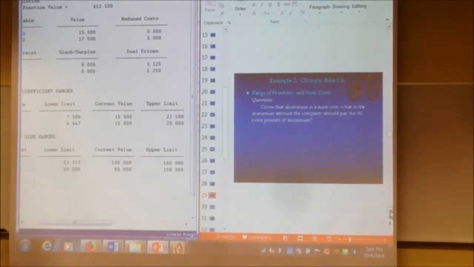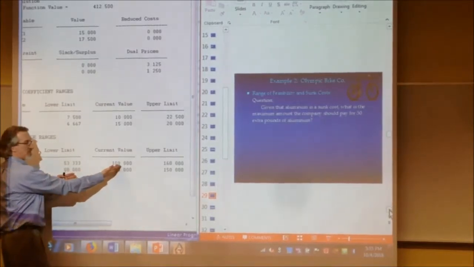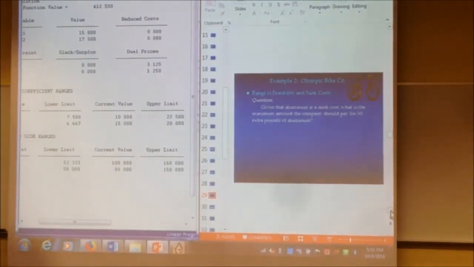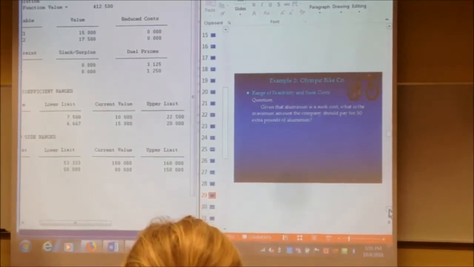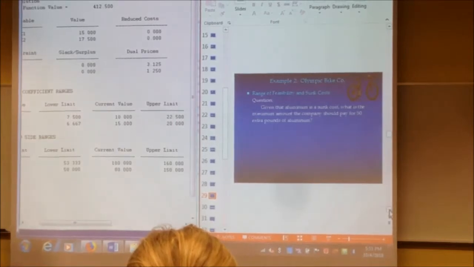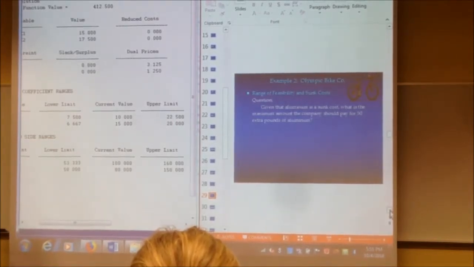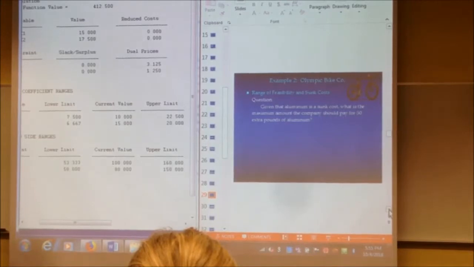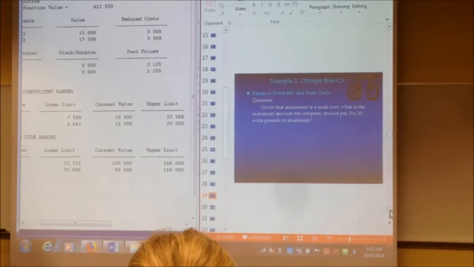You ready? Given that aluminum is a sunk cost, remember which one's aluminum? Is it constraint 1? Yeah. Okay. Given that aluminum's a sunk cost, look at your notes real quick for what that means. What is the maximum amount the company would be willing to pay for 50 extra pounds of aluminum? Give me a number. 150, almost, a little more. Nope, no. I'll say that again. $156.25.